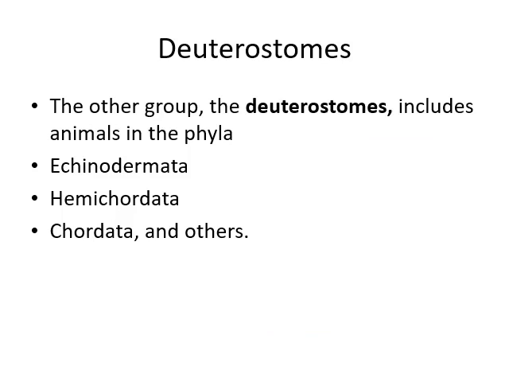Deuterostomes are those that include phyla in the chordate region and also in the invertebrate region, that is the Echinodermata, Hemichordata, and Chordata.